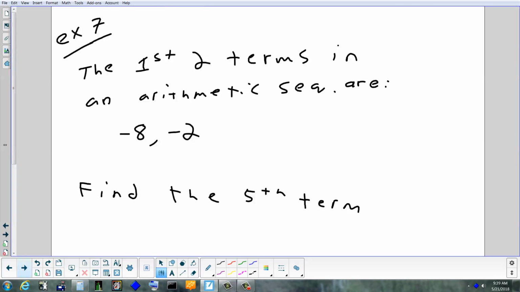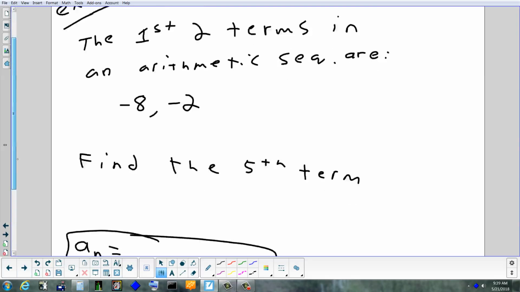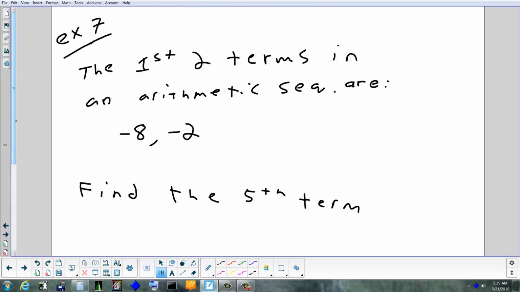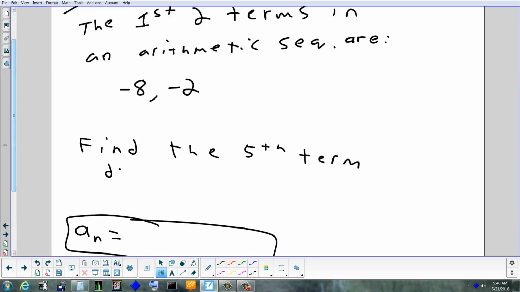Let's see if we can apply kind of an idea here. I want to find the fifth term, and they're giving me the first 2. Well, I know we could probably do this by hand, but let's just practice finding the formula. What's the common difference here? Yeah, 6. So the common difference is 6. First term is negative 8.